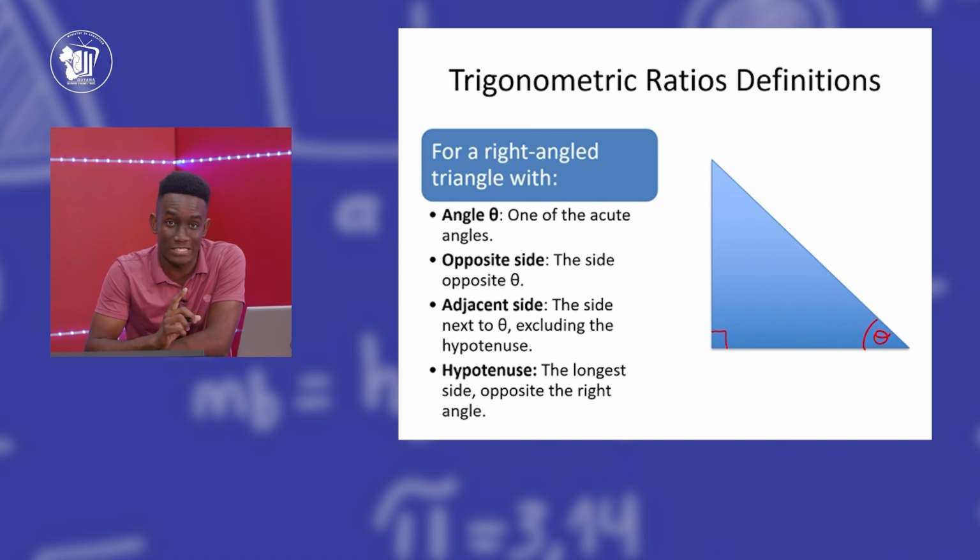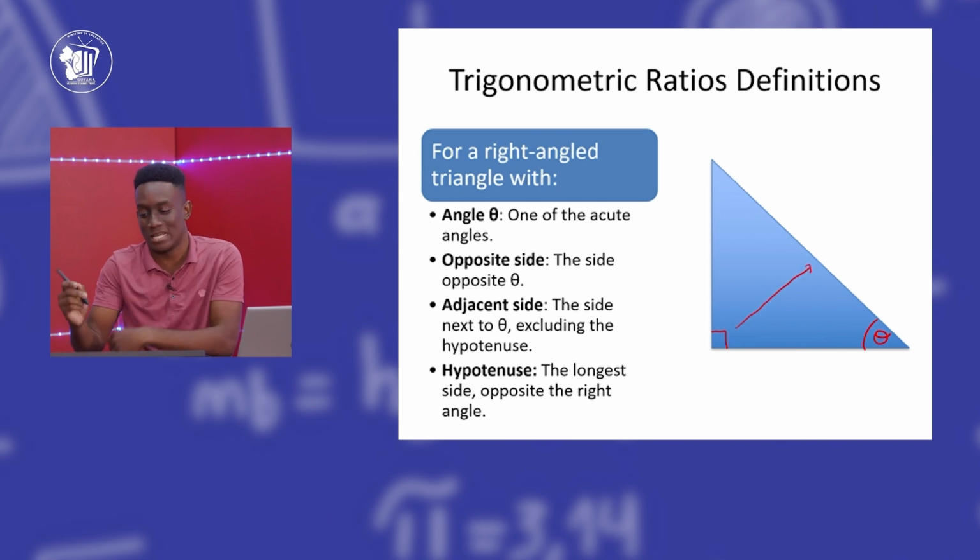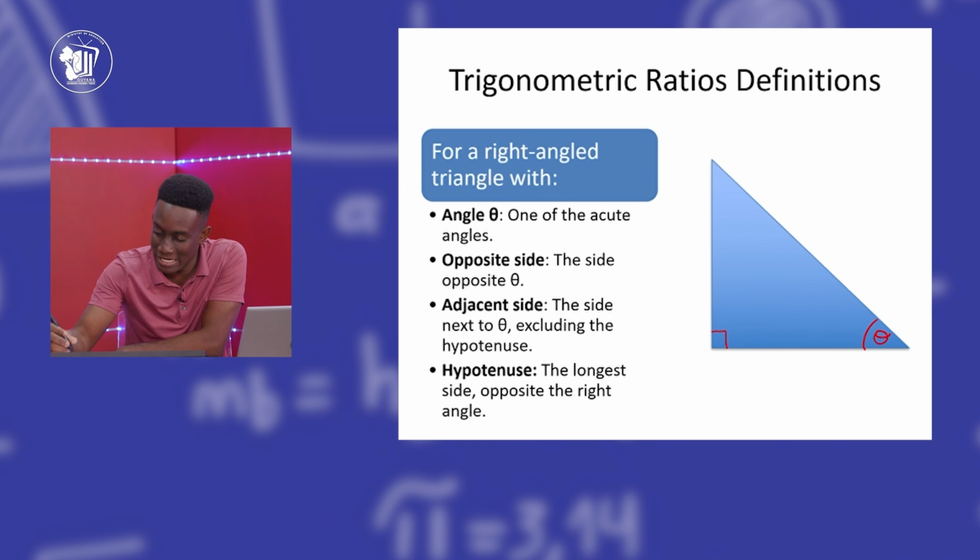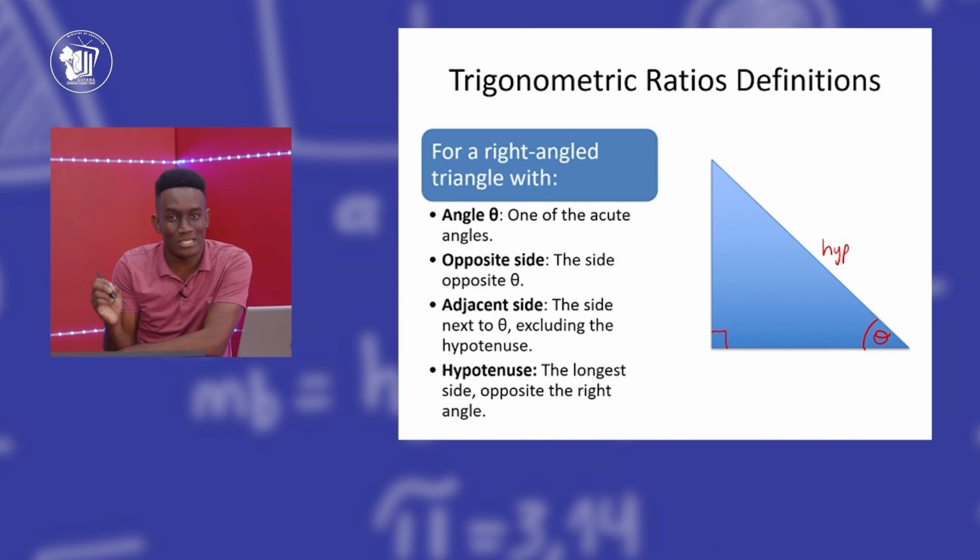There are three sides in the triangle and each side has a name. The first and most important name would be the longest side of the triangle. The longest side will be the side opposite the right angle. Wherever the right angle is, the side opposite that will be the longest side, and that side is known as the hypotenuse. We can use HYP for short.